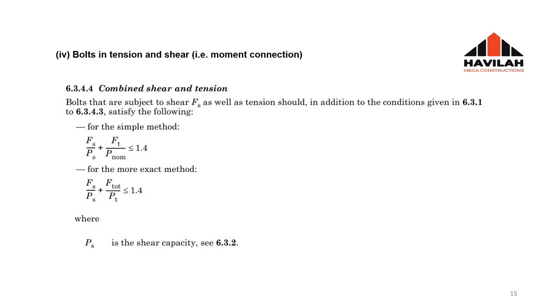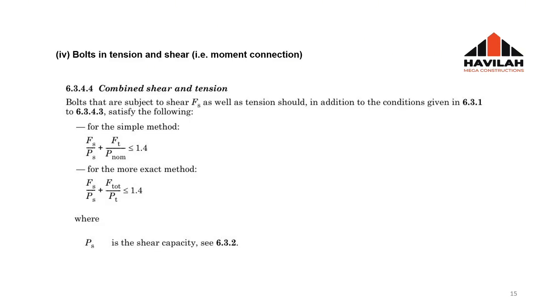I told you about the moment connection when I was describing the three connections on the bolted connections: the eccentric, concentric, and then the moment connections. For the moment connections, we have them to be a combination of tension and shear. So when you have a combination of tension and shear, there are also formulas to use. We have a simple method and also the more exact method.